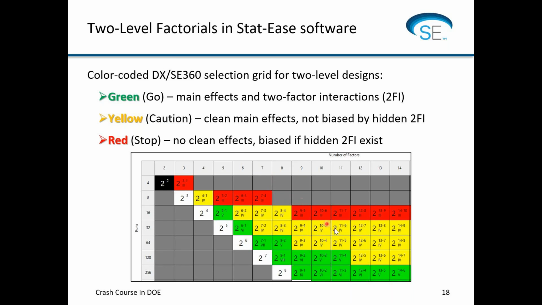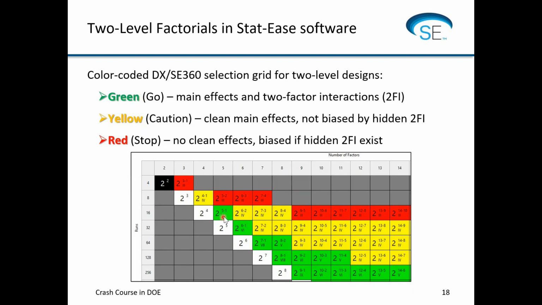This chart shows various colors, and they have the implications that you would imagine. Let's start with the white designs. These are the full factorials, where everything is tested in combination with everything else at both the high and the low level. So all combinations, all corners of the cube, if you will, are evaluated. But we also have green designs.